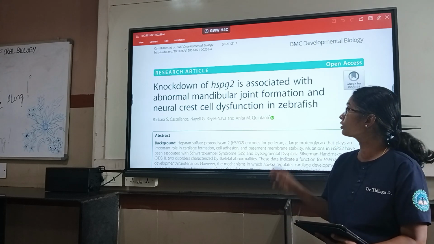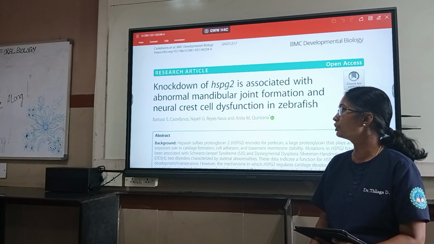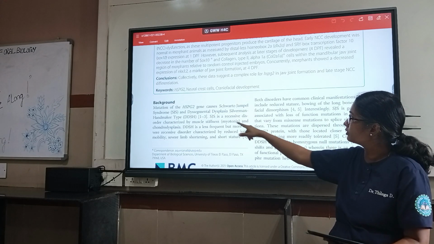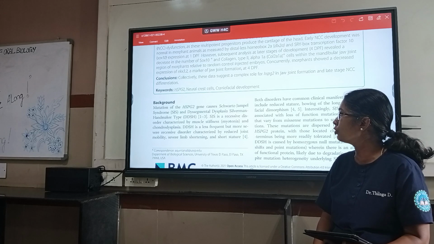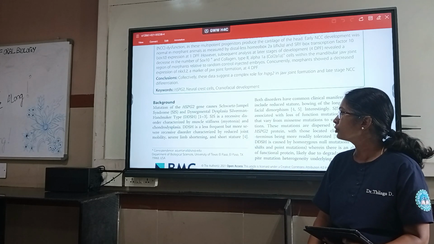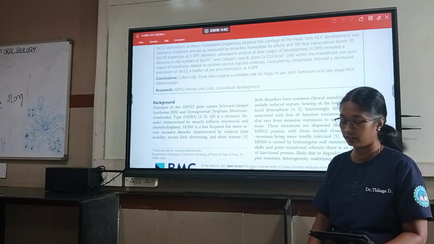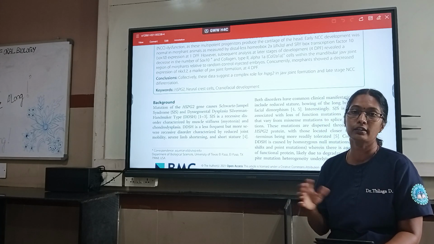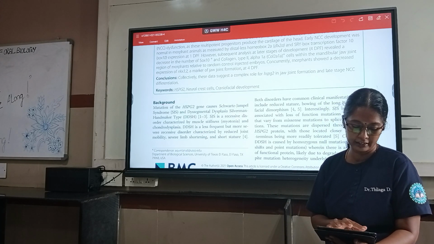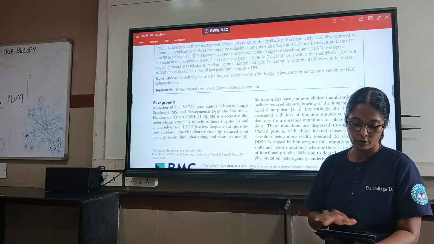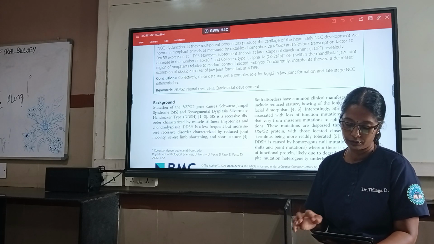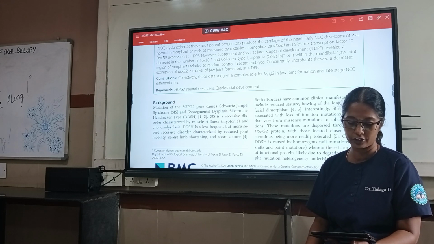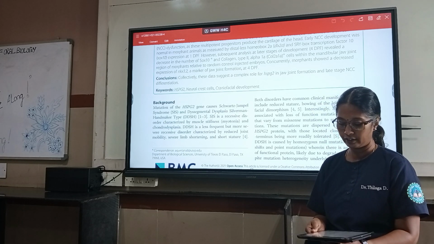So this gene is already involved in two syndromes, namely Schwartz-Jampel syndrome and dyssegmental dysplasia. In these two syndromes, this HSPG2 gene is altered and that causes some physical abnormalities in the patients. So now in this journal article, they are going to assess the effect of this gene mutation on TMJ development.